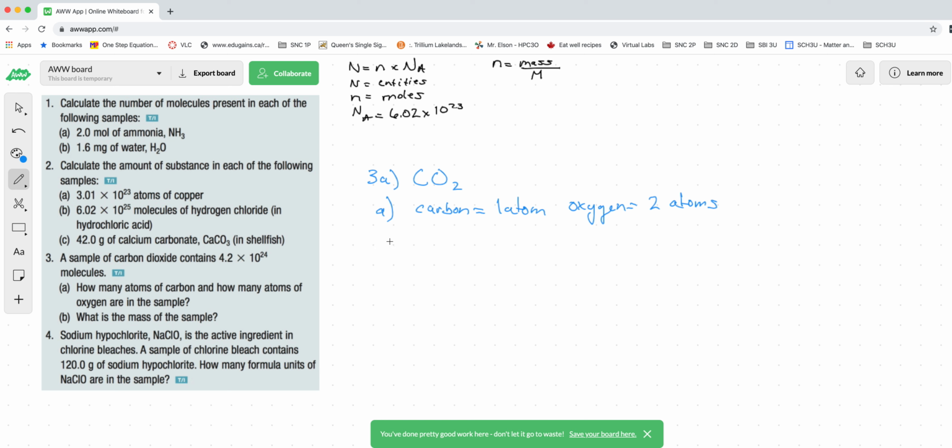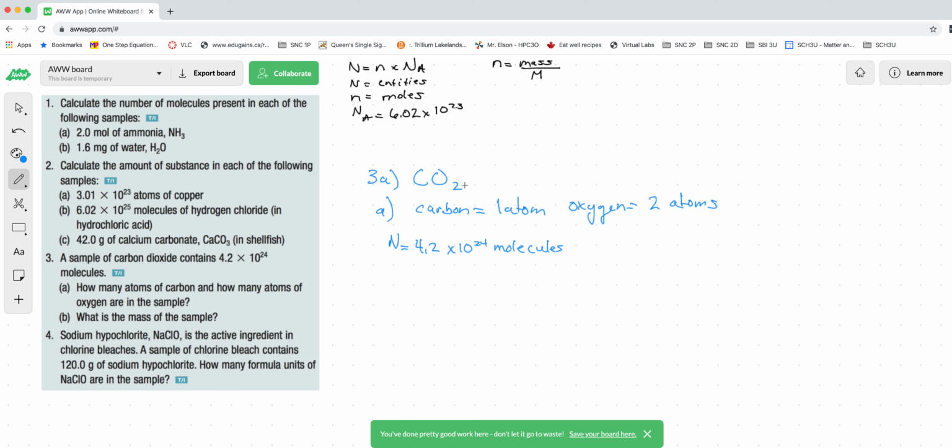So I'm going to write N equaling 4.2 times 10 to the 24 molecules. So we need to determine, though, because it wants to know how many atoms of carbon and how many atoms of oxygen are there in the sample. We have to take into account all of these molecules.